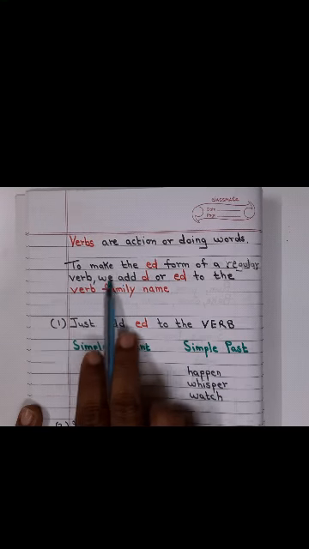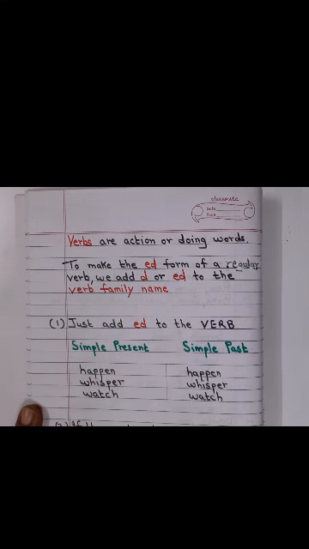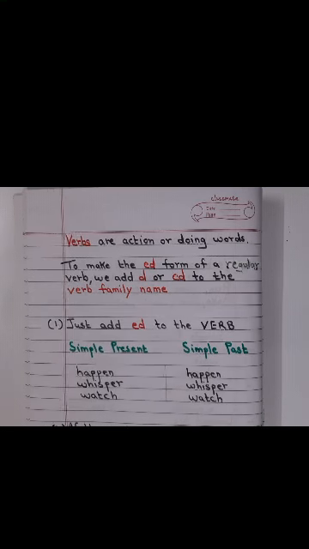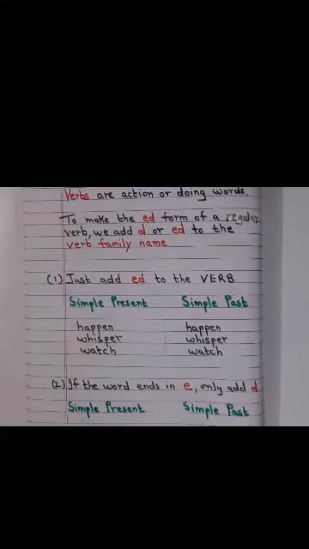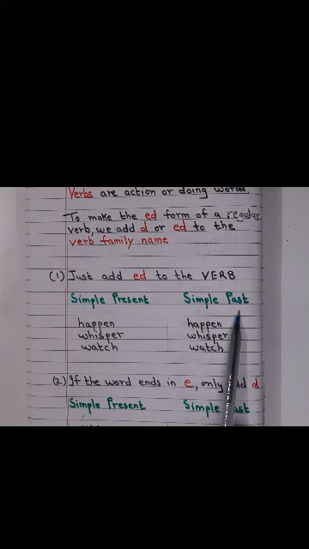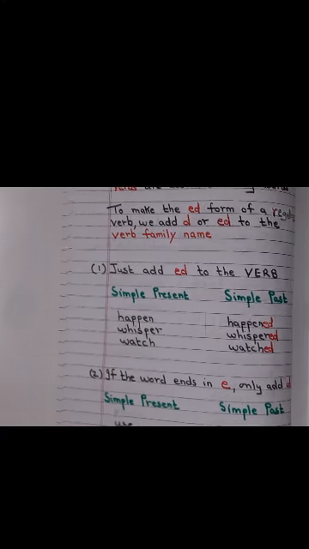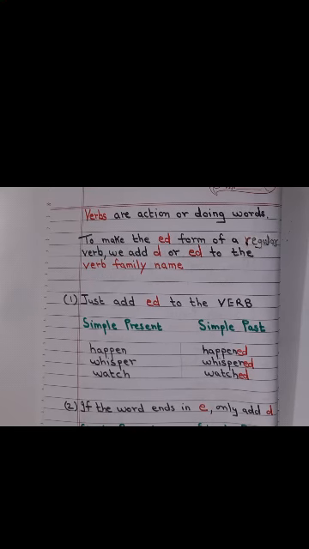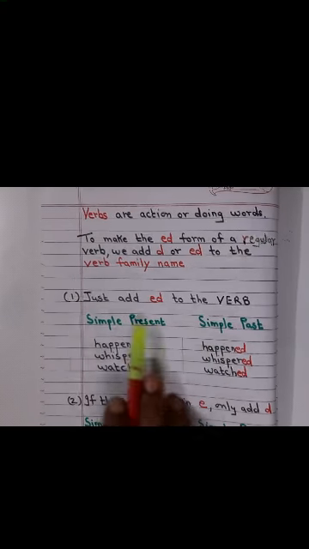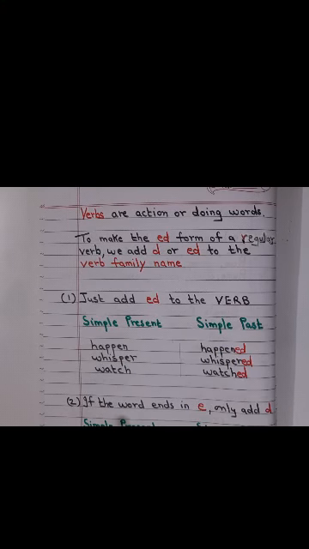Now, children, remember this. To make the ed form of a regular verb, we add d or ed to the verb family name. Now, children, this I have taken from your text only. It's on page 36. Right now, we will focus on this and then we will move to the textbook. Okay? We quickly move, children, to these ed verbs. Simple present and simple past. Right? So, children, let's just focus here. This is your simple present and this is your simple past, right?